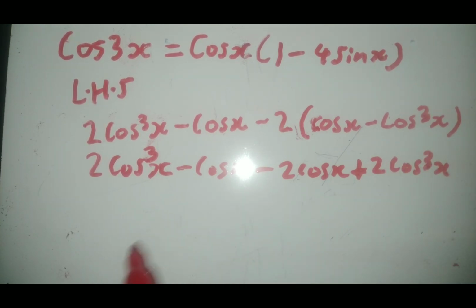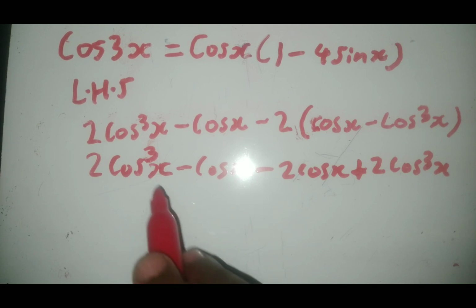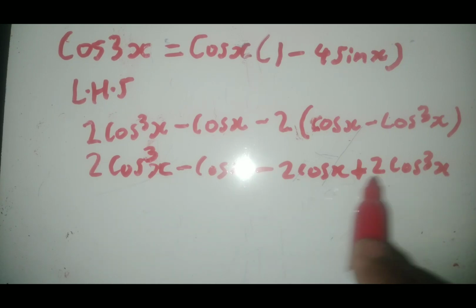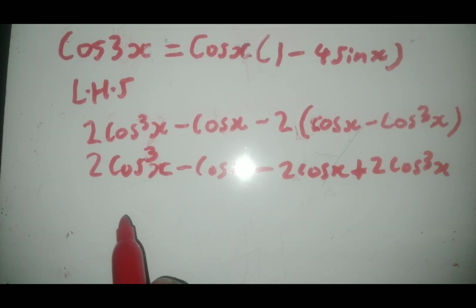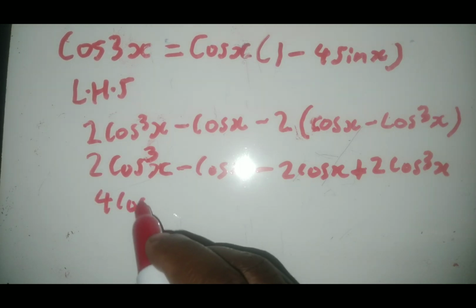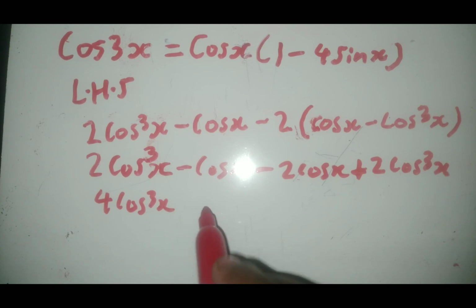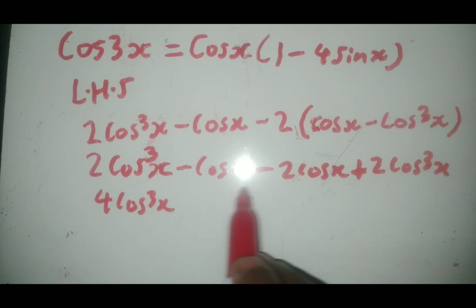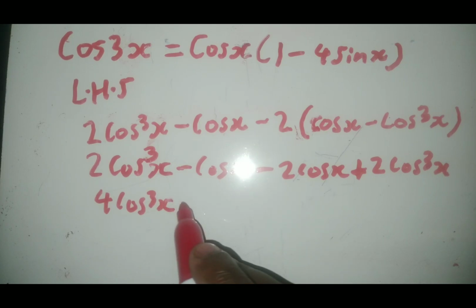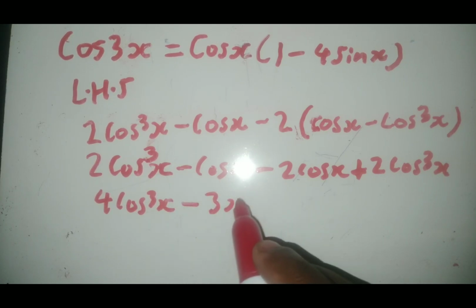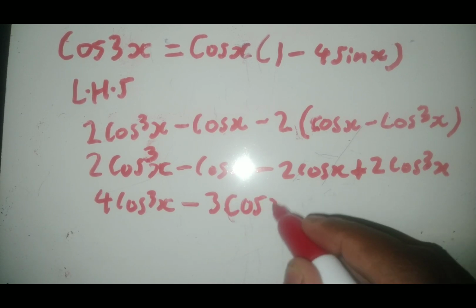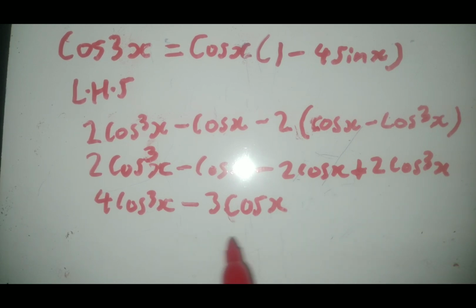And then from there, we look for like terms. So notice this and this are like terms. So we've got cos cubed x and cos cubed x. So then this is going to be 4 cos cubed x. And then this side, we have like terms also. So this is like minus x minus 2x. Minus x minus 2x is minus 3x. So therefore, it's going to be minus 3 cos x.